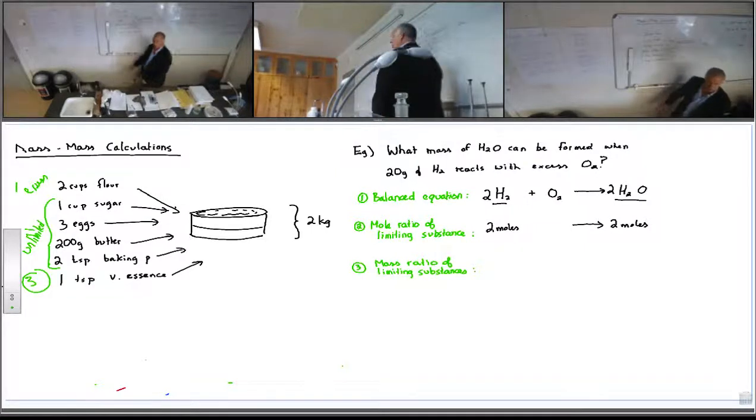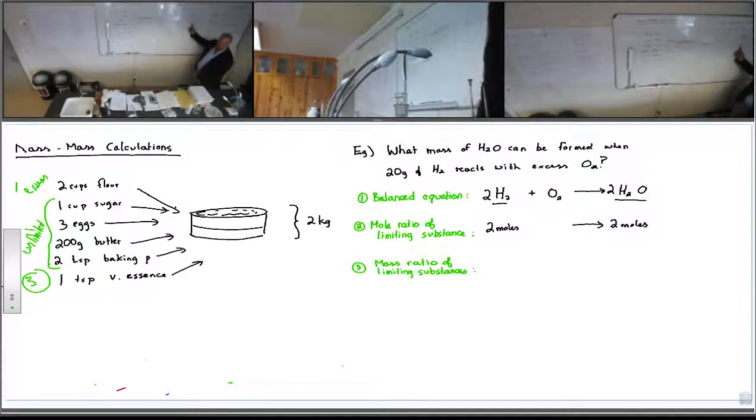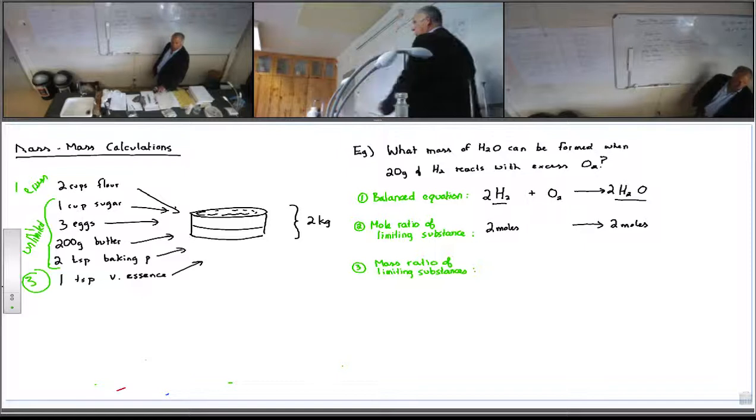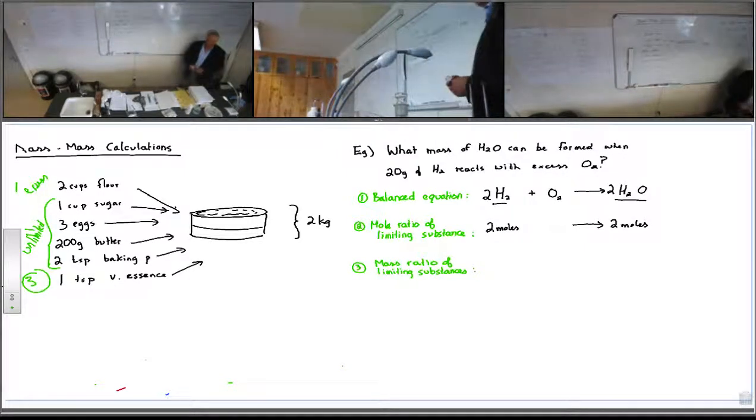Where are you on your chart? You're at mole circle. Where do you want to get to? Mass. How do you get from mole to mass? You go down Molar Mass Avenue or whatever it's called, and you multiply if you're going out, or you divide. Okay, what is the molar mass of H2?